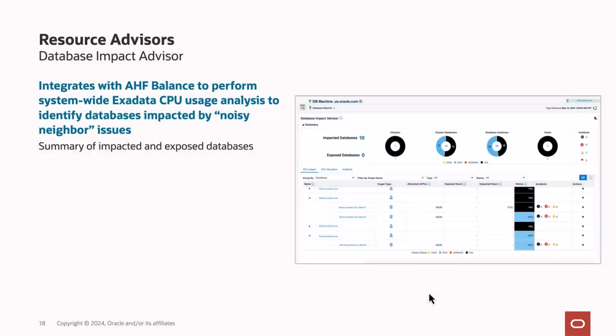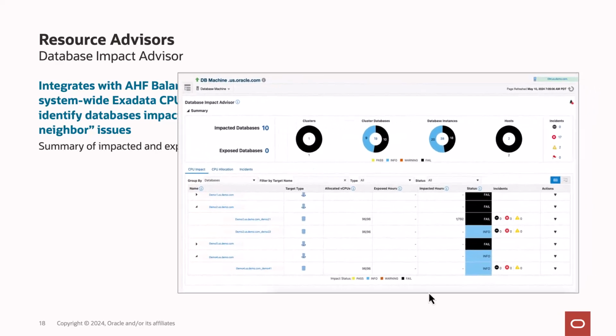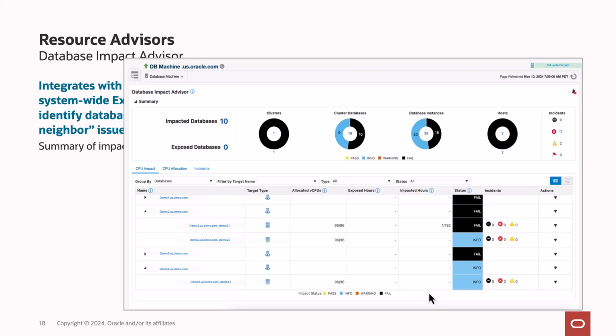The Database Impact Advisor provides an analysis on how databases interact in a cluster. The Impact Advisor integrates with AHF balancing to identify noisy neighbors issues and provides a summary of exposed and impacted databases. So how does this work in a cluster?